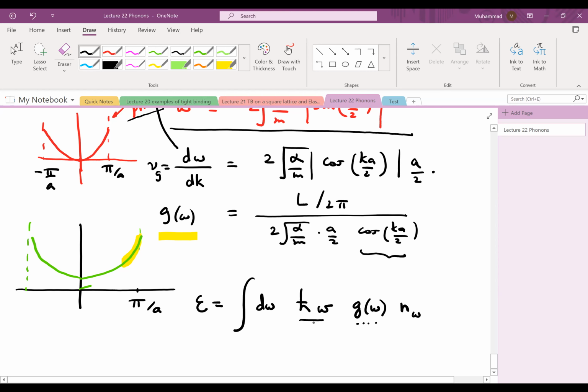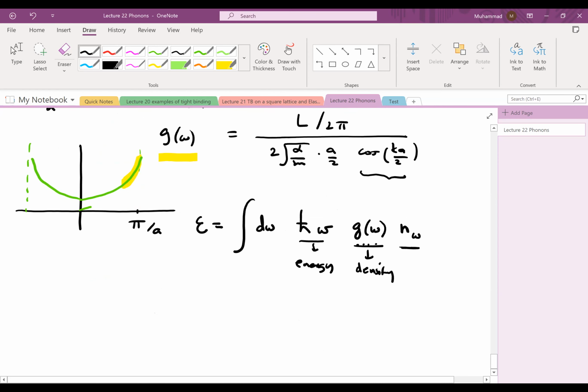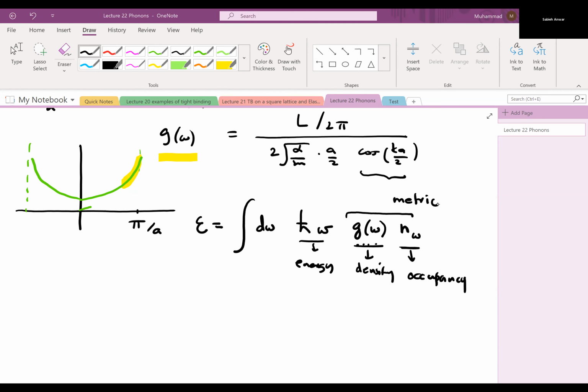So we have the energy, we have the density of modes, how many modes exist per unit energy, per unit omega, and we have the likelihood of their occupancy. This is like a probability metric. So this is how we can compute energies of a phononic system. And once we have the energies of the phononic system, we can always find heat capacities and other kinds of thermal properties.